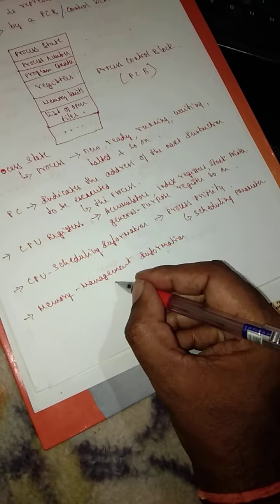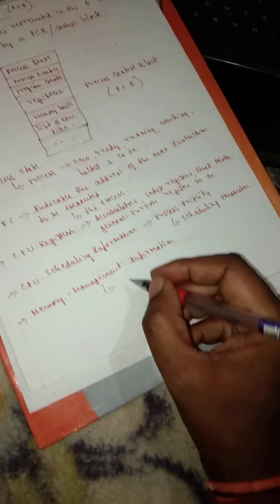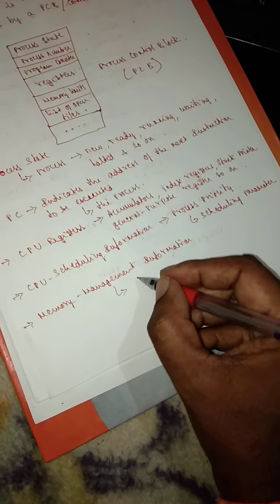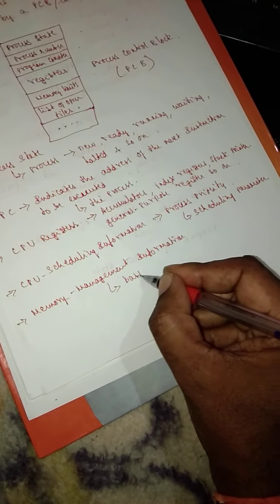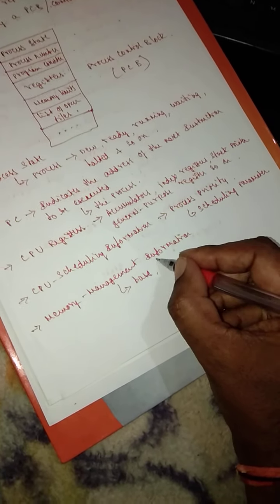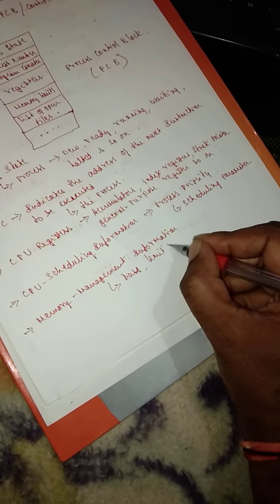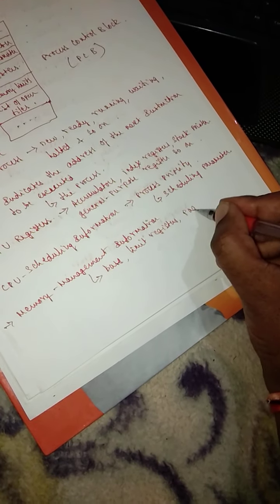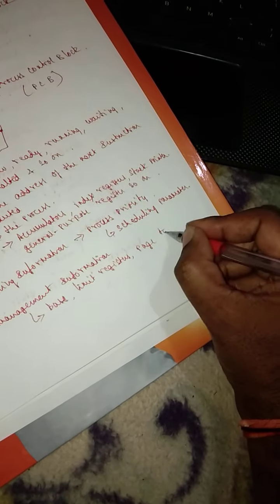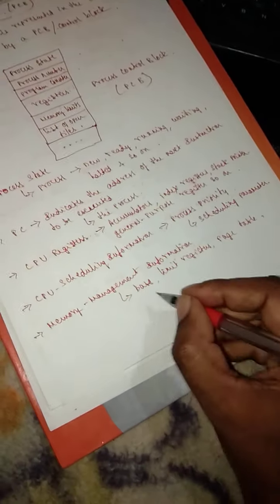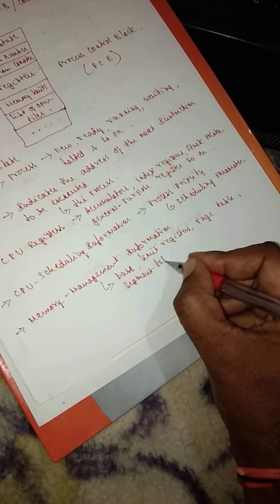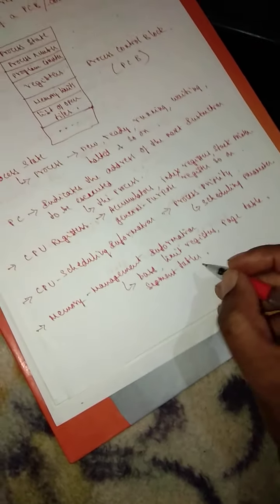This information keeps track of the base and limit registers. It also consists of the page table information as well as segment tables, depending on the memory used by the operating system.